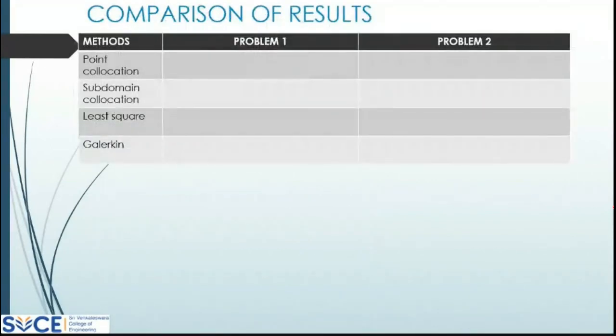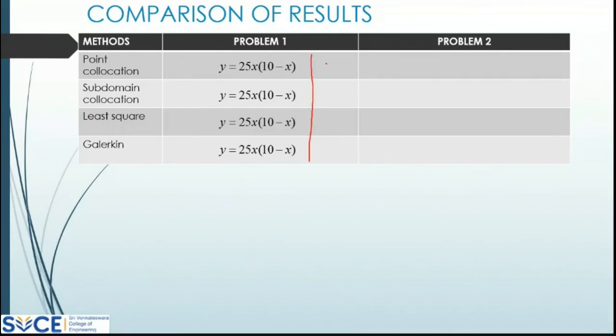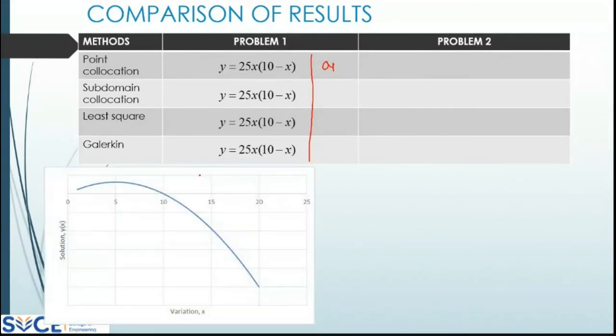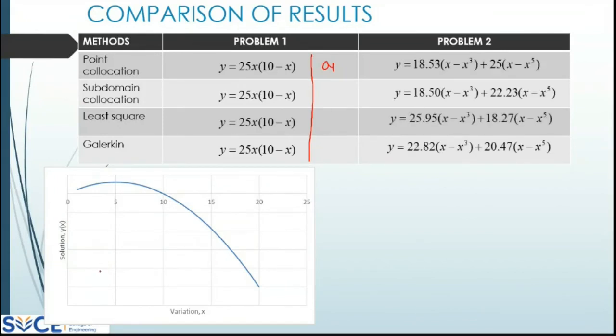When I consider these things, I am comparing all the 4 methods with respect to problem 1 and problem 2. In problem 1, all give the same answer. Why? Because you have only one unknown. The trial function has only one unknown, a1. In problem 2, this is the solution variation. I am substituting this and making it as a graph. You can see this is my problem 2, and you can see the difference.